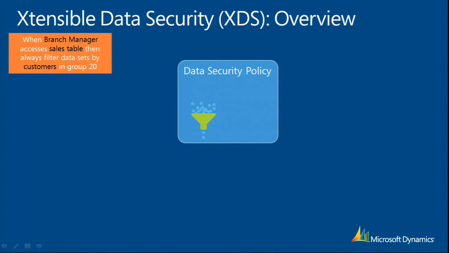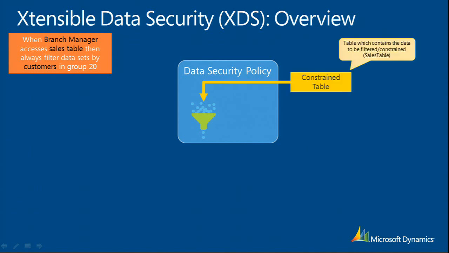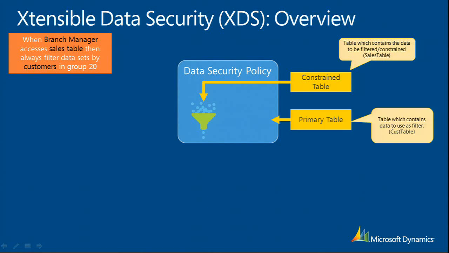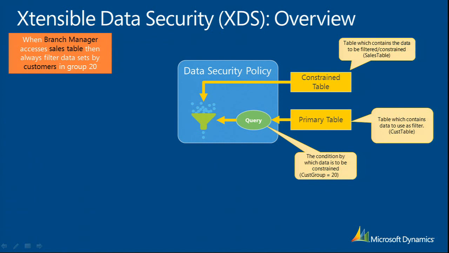So the data security policy is at the heart of XDS, right? It contains something called a constraint table. This is your table where you want to select data from. We also have something called a primary table, which is where the data comes from for filtering. And to select a data set that we want to use as a filter, we create a query on that particular table. In this case, we want to select all the customers from the primary table that are in customer group 20 and use that as a filter for the constraint table, right? So once you have your constraint table, your primary table, and your query, your policy is almost complete. However, you do not want to run this policy globally all the time because it may not make sense depending on your business requirement.